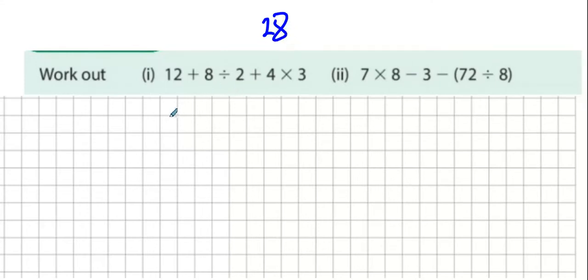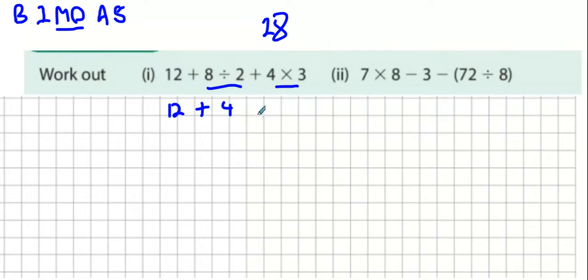We have to divide first. It's called BIMDAS. Brackets, indices, multiplication and division, addition and subtraction. Divide first, what do we get? 4. Multiply first as well? 12. 12 plus 4? 16 plus 12? There you go. Step by step, done.